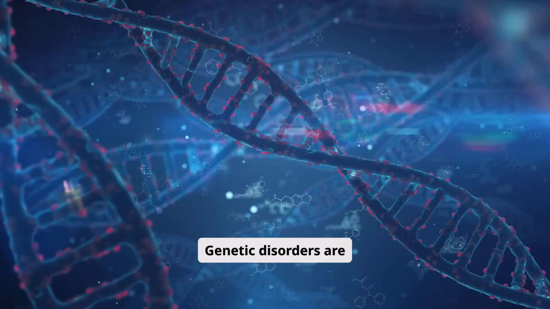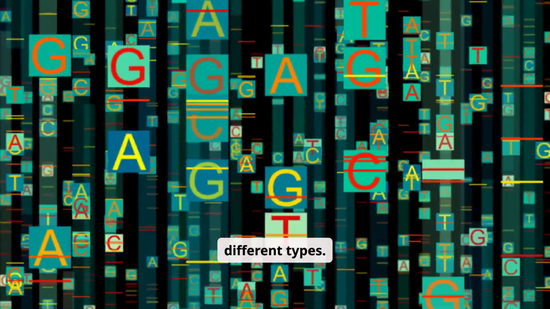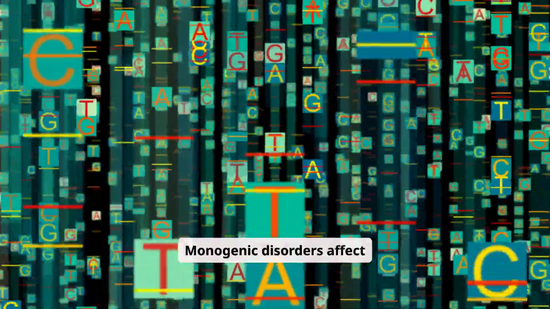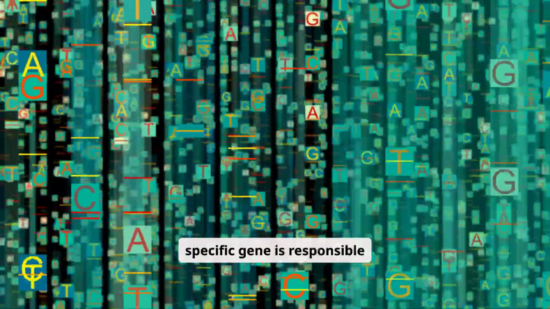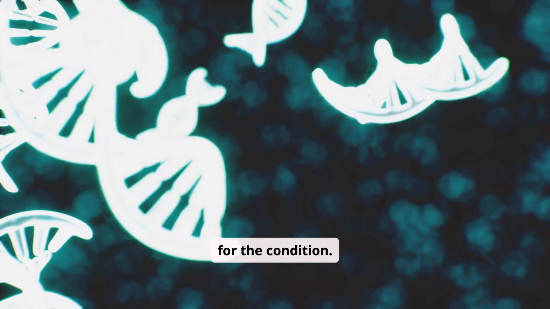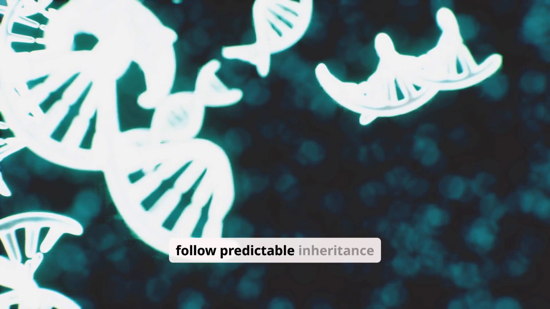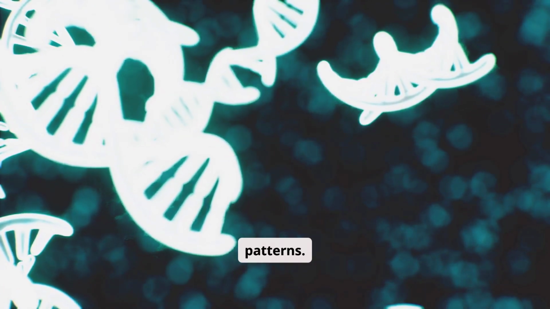Genetic disorders are broadly categorized into different types. Monogenic disorders affect a single gene, meaning a mutation in just one specific gene is responsible for the condition. These disorders often follow predictable inheritance patterns.